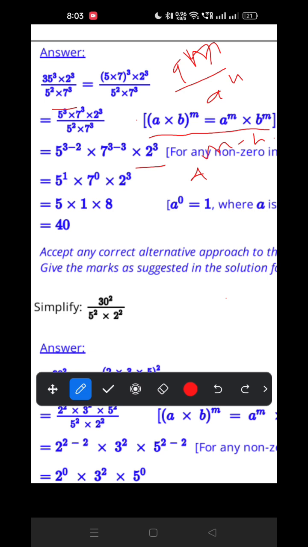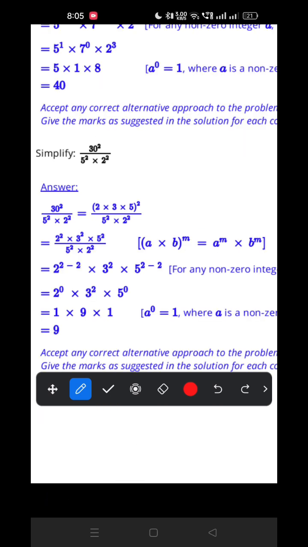Here 5 raised to 3 minus 2 means 5 raised to 1, and 3 minus 3 is 0, so 7 raised to 0, and 2 raised to 3 as it is. 5 raised to 1 means 5, and we know that for a non-zero, a raised to 0 is equal to 1. So 7 raised to 0 is 1. Multiply by 2 raised to cube. 2 raised to cube means 8, the cube of 2 is 8. After multiplication, we get the answer 40.